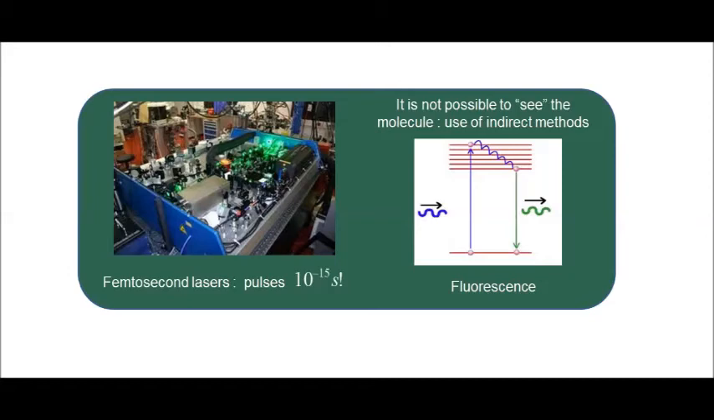Also, it's not possible to see the molecule, but we can still use the fluorescence process, the process of absorbing light with one color and re-emitting the light with another color. So now you know why the researchers use such complicated systems in order to have short enough pulses, and which indirect method we can use in order to study the structure of a molecule.